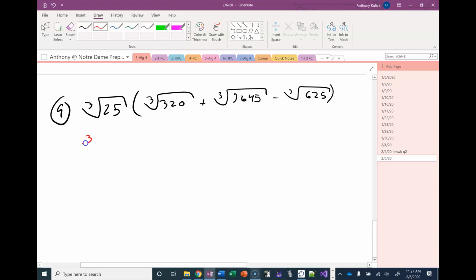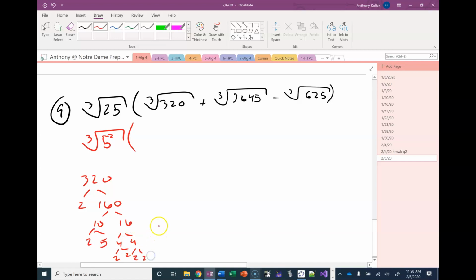So 25 is 5 squared. 320, well, that's 2 and 160. That's 10 and 16. That's 2 and 5. That's 4 and 4, which is 2 and 2. So I have 1, 2, 3, 4, 5, 6 2's and a 5.